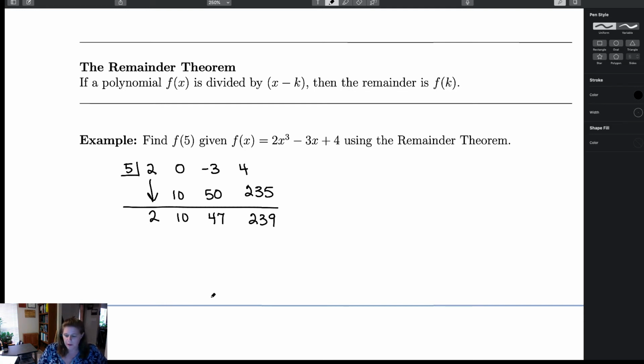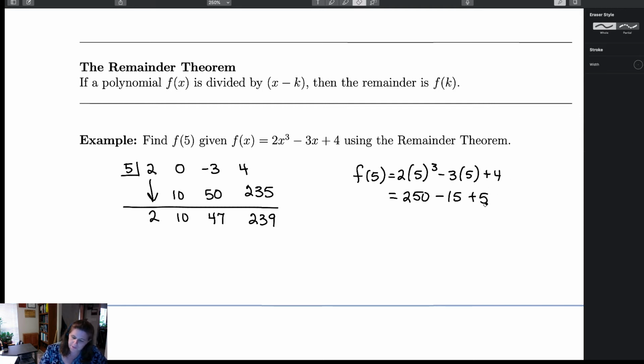Now if I were to plug 5 into this, f of 5 is equal to 2 times 5 cubed minus 3 times 5 plus 4. 5 cubed is 125, so we have 250 minus 15 plus 4, not 5.